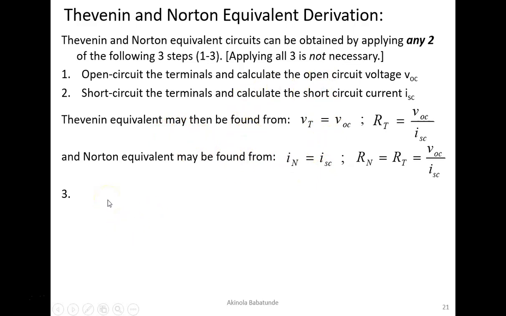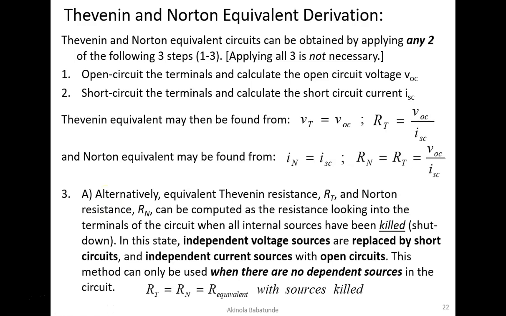We can go ahead and discuss the third step right away. Alternatively, equivalent Thevenin resistance RT and Norton resistance Rn can be computed as the resistance looking into the terminal of the circuit when all internal sources have been killed. In this particular case, that simply means your aim is to kill all internal sources. Killing them simply means you're shutting them down.